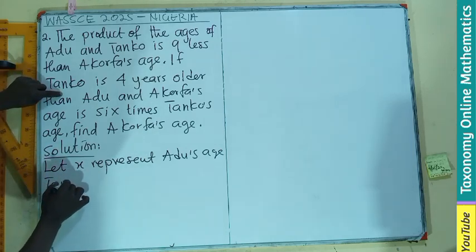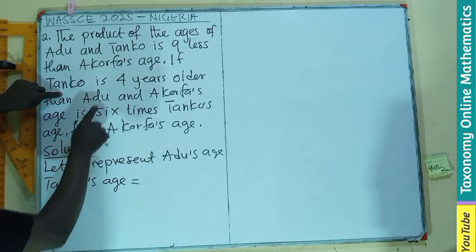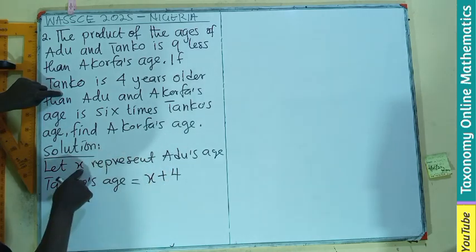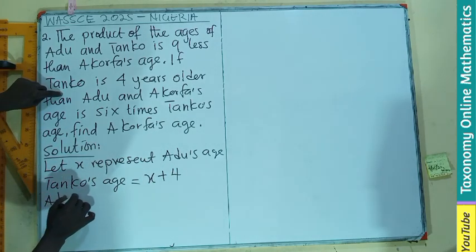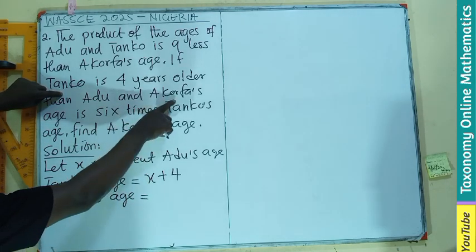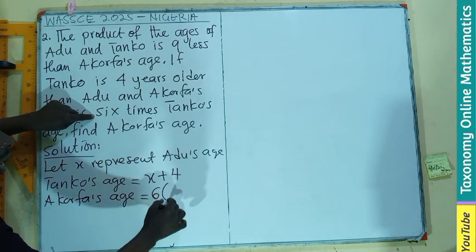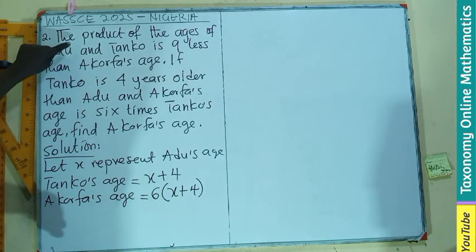So when X represents Edu's age, let's come here. Then Tanko's age becomes 4 years older, meaning X plus what? 4. Edu's age plus 4. Then Akofe's age is now going to be 6 times Tanko. So 6 times the age of what? Tanko.